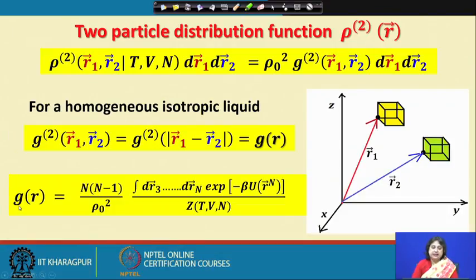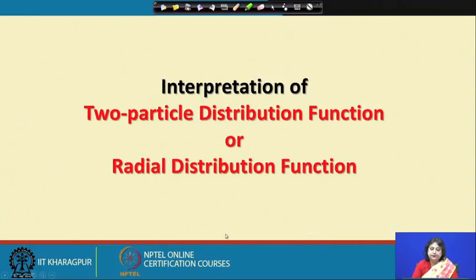G of r says that this is the deviation from ideal gas behavior when you have chosen any two particles from an assembly of capital N particles and then averaged over all possible positions of the other capital N minus 2 particles, using the probability of each of these other microstates weighed by the corresponding probability density.